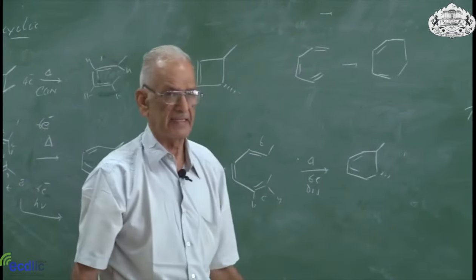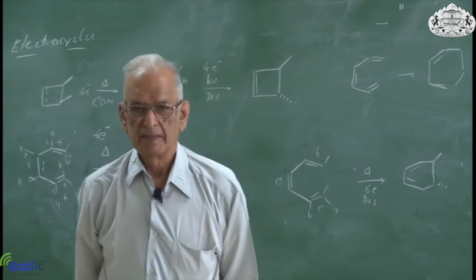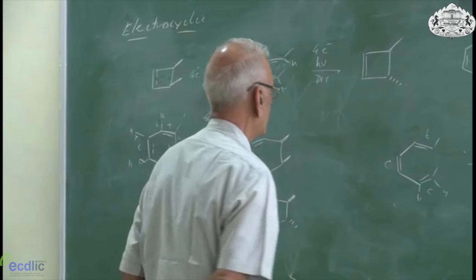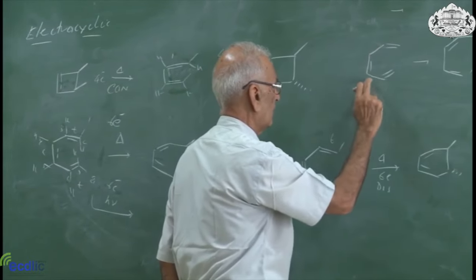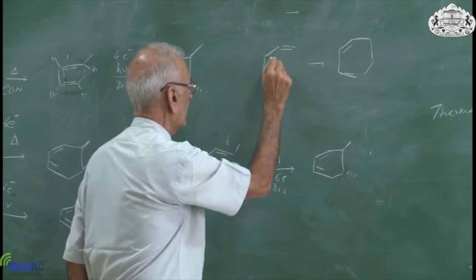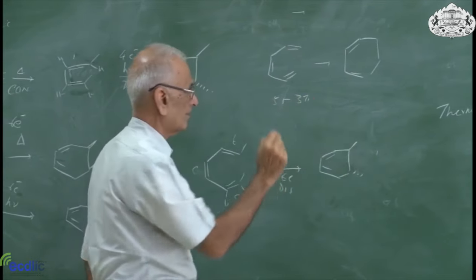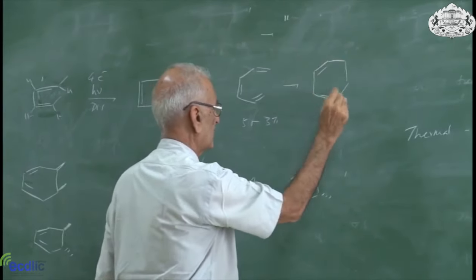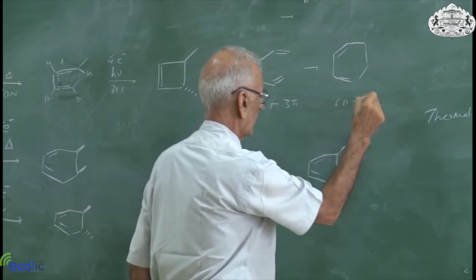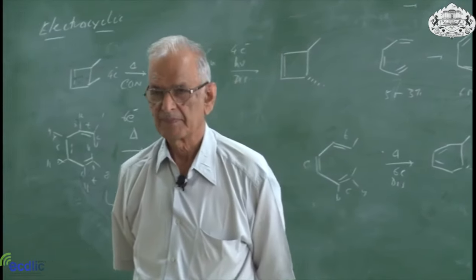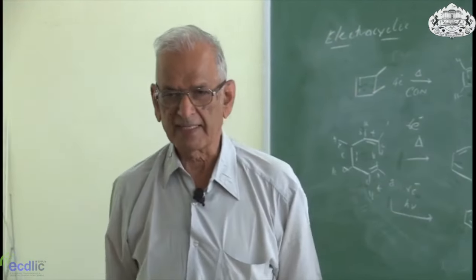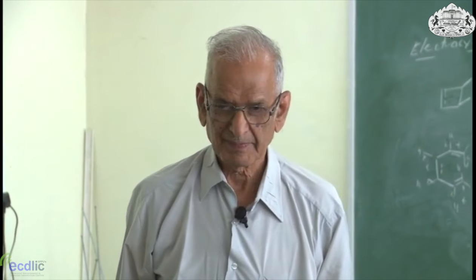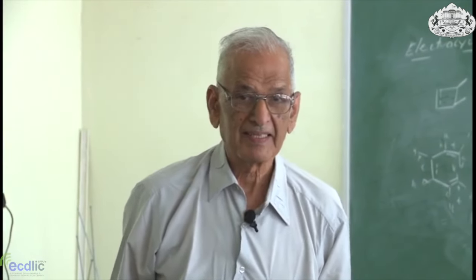How many sigma bonds are there in this? Every double bond is made up of a sigma bond and a pi bond. So, 1, 2, 3, 4, 5 sigma bonds and 1, 2, 3 pi bonds. In my product, 1, 2, 3, 4, 5, 6 sigma bonds and 2 pi bonds. So, overall we are converting pi bond to sigma bond. Which is better? Which is more stable? Sigma bond is more stable.